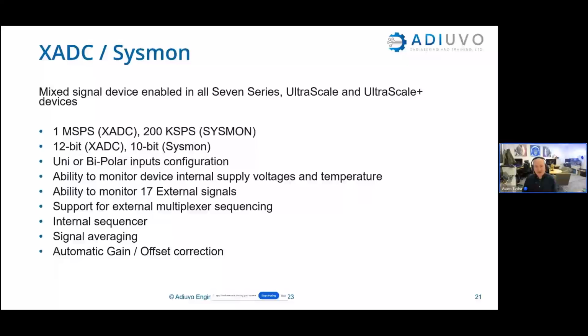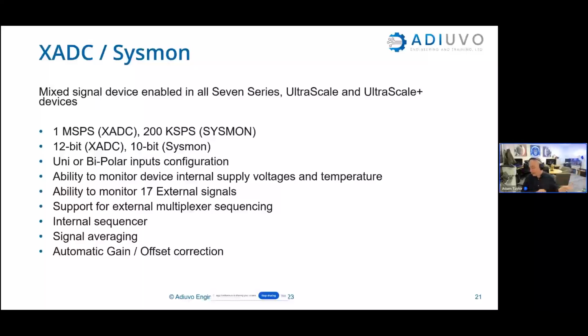So we see in the XADC we can sample at 1 megasample per second. In the Sysmon it's a slightly lower frequency of 200 kilosamples per second. They're either 10 or 12 bits. What's really nice though is they can be either unipolar or bipolar inputs, and we can use these to sample between either 0 and 1 volts or plus minus half a volt.